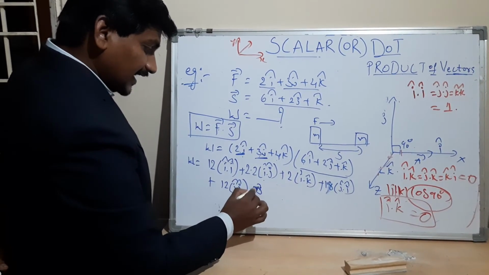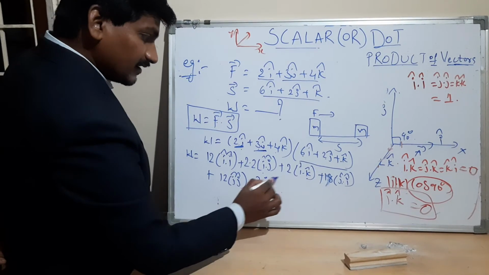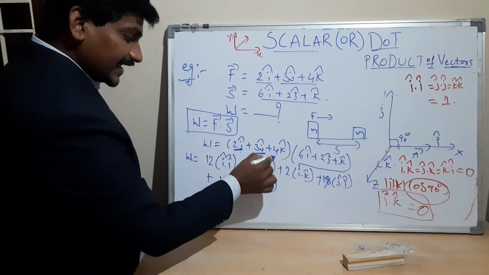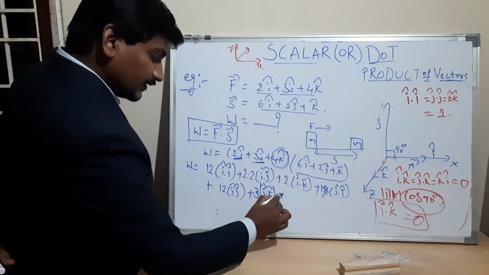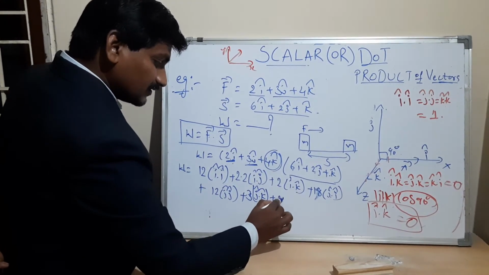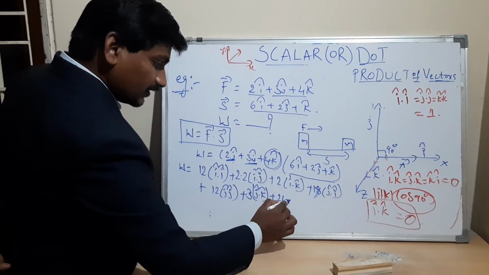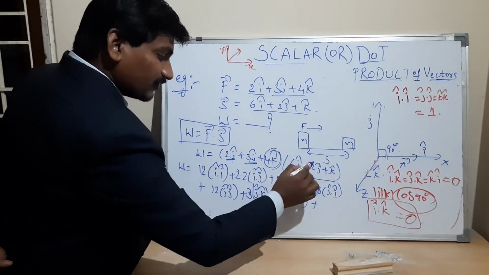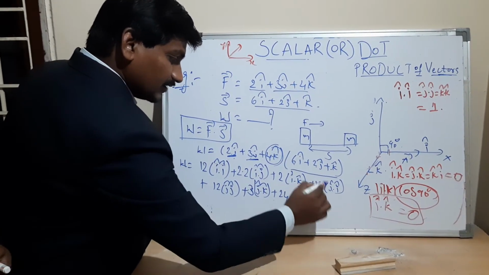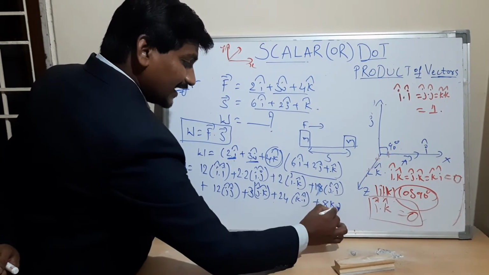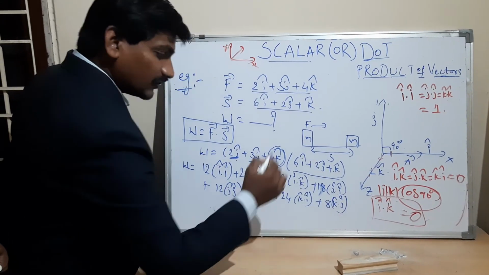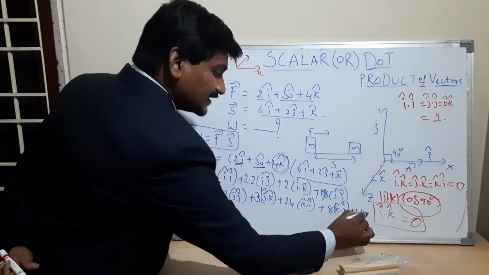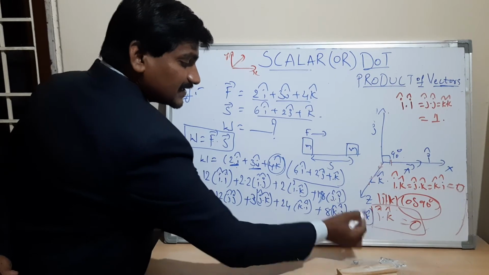Next, 3j with the k, so these are also orthogonal vectors. Next I am going to do with the 4k. 4k with the 6i, 4 into 6, 24, and k dot i. And next 4k with the 2j, 4 into 2, 8, but k dot j is also orthogonal. But 4k into k, 4 into k dot k, means this is the same direction.